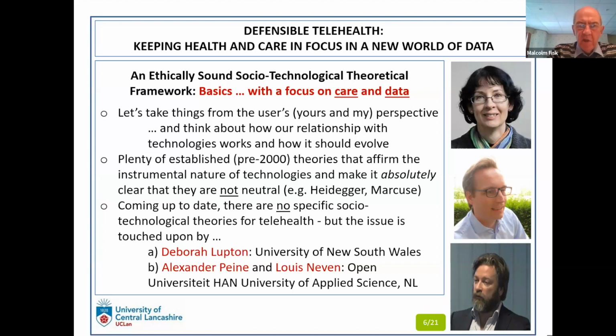Now, the first thing just to mention is that in my exploration around social theories and technological theories, the general view is, and this is absolutely clear from various philosophers and social theorists, that technologies are not neutral. And there's a couple of names here that will be familiar to some of you, Martin Heidegger and Herbert Marcuse, who are in the frame here of people who obviously gave some thought to technologies and how we link with those.